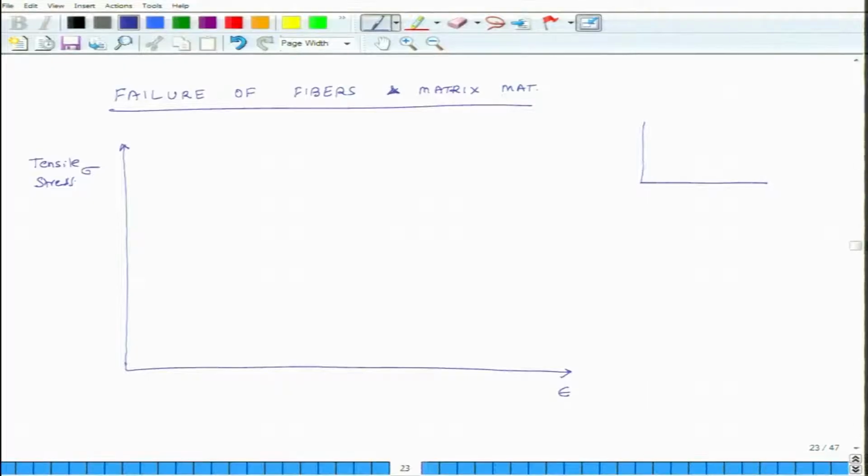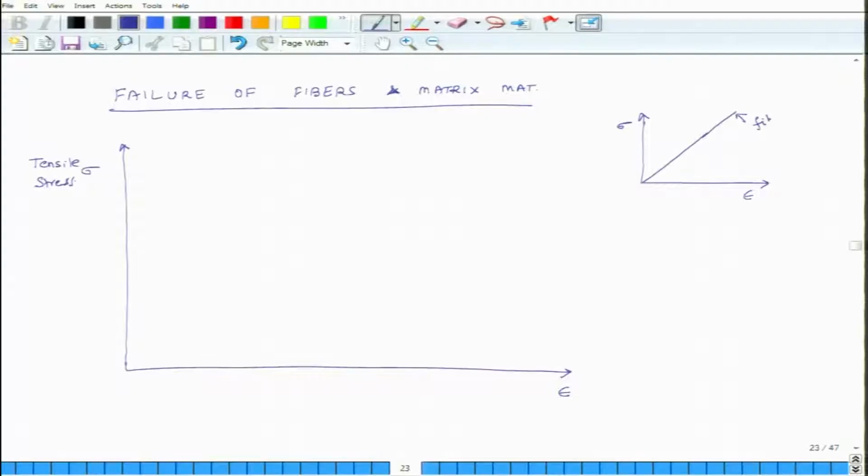What does that mean? It means that if I have the fiber and I pull it and plot its stress strain curve, the stress and the strain in the fiber is represented by a straight line. This is the type of behavior we have assumed so far when we were developing relations for the Young's modulus EL. This is the type of behavior we assumed for both fiber and matrix.